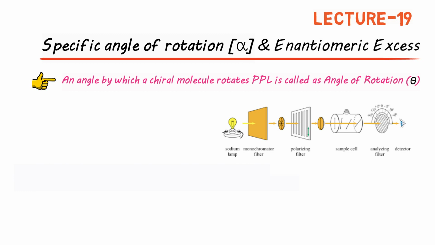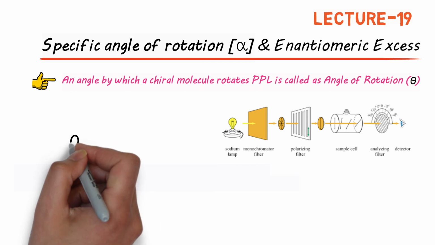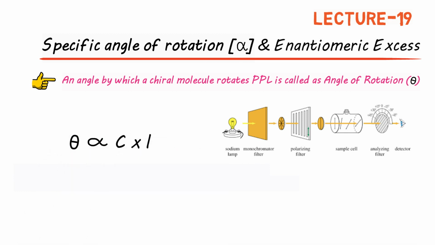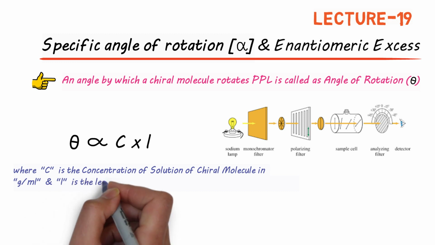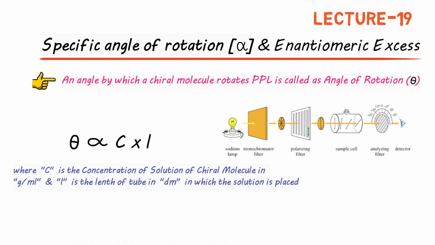This angle of rotation depends on two things. Number one is the concentration of the solution of that chiral molecule, and the length of the tube in which the solution is placed. So we can write theta is directly proportional to concentration C and length L, where C is the concentration of solution of chiral molecule in gram per ml and L is the length of tube in decimeters in which the solution is placed. So the point to be noted is that the units of concentration is grams per ml or grams per centimeter cube, and L is the length whose unit is decimeters.